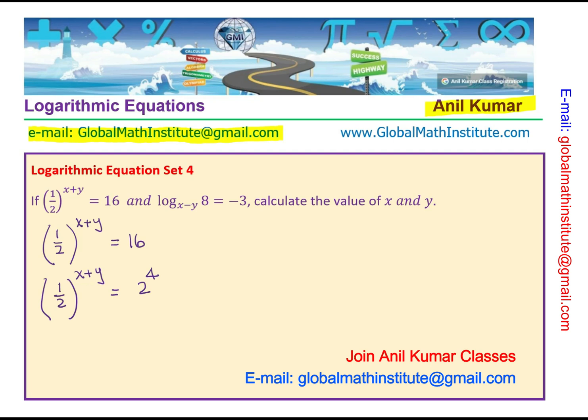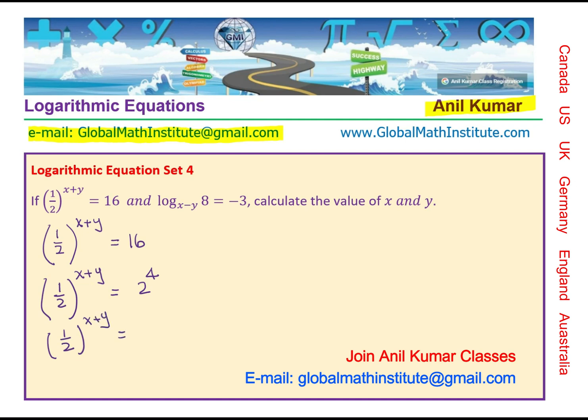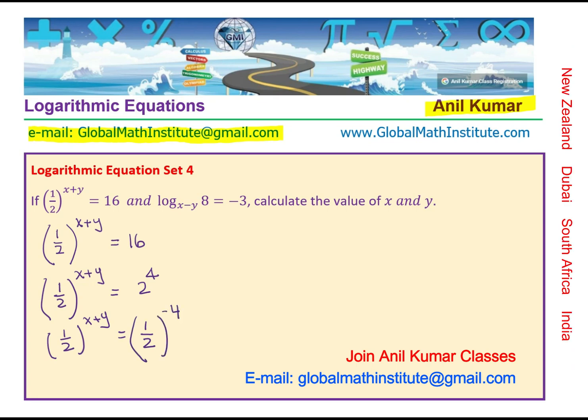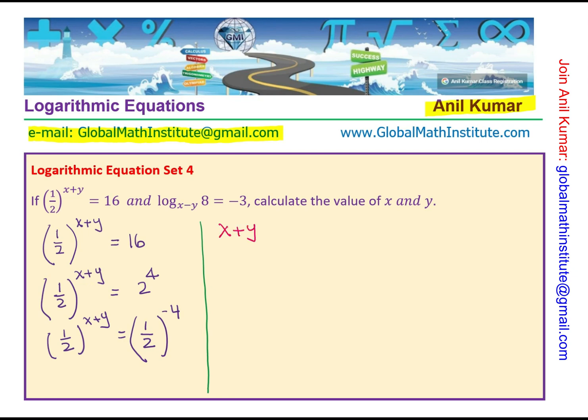But we need half, right? So therefore, we'll further simplify that. And instead of 2, if I want to write 1 over 2, then the exponent becomes negative, right? So it becomes (1/2) to the power of minus 4. Makes sense, right? At this stage, you see, both sides, the base is the same. And if this equation has to be satisfied, we know their exponents should be the same. So we get our first equation, which is x plus y equals minus 4. Let's say this is equation number 1.